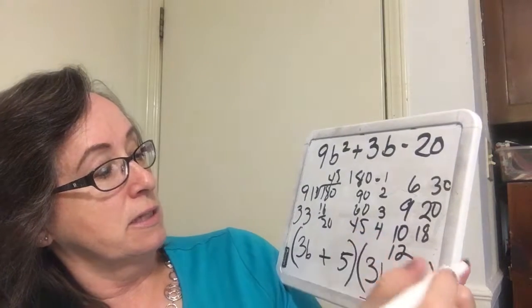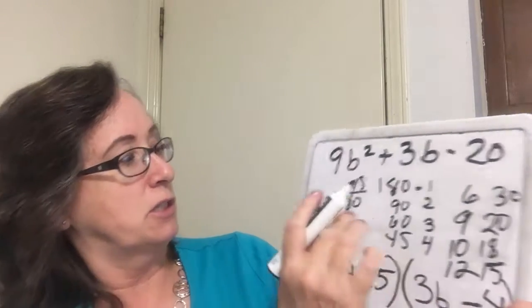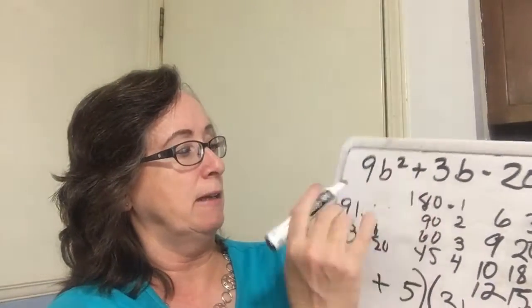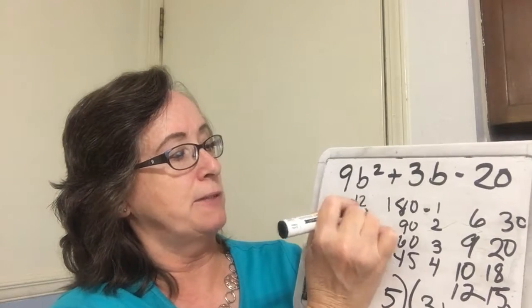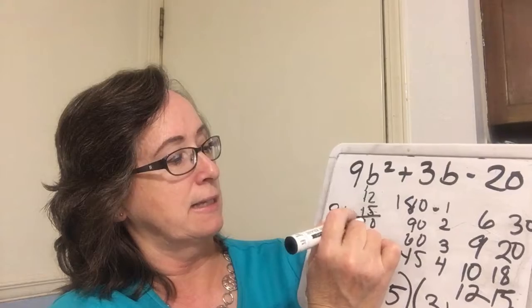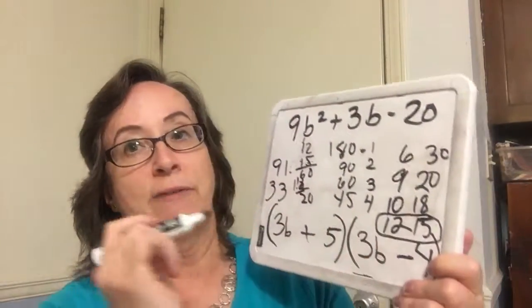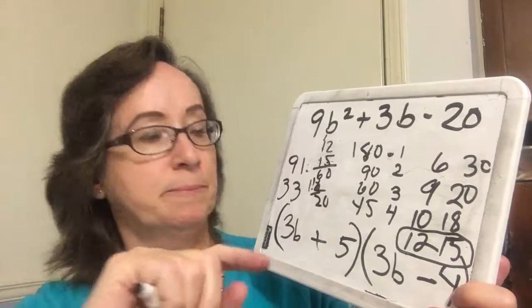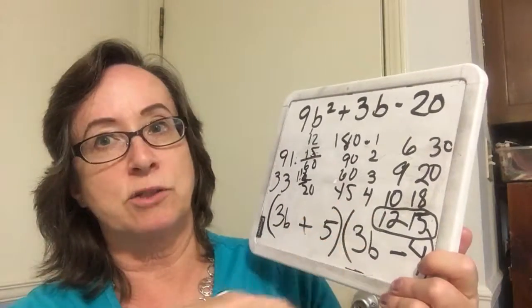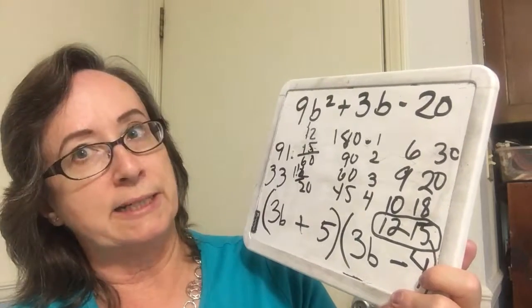12 times 15. Let's check it. It's 12 times 15. 12 times 15 is 10, and 5, 6, and 12. So 180, and there it is. So after all of that time, I found 12 and 15, which were my difference of 3.